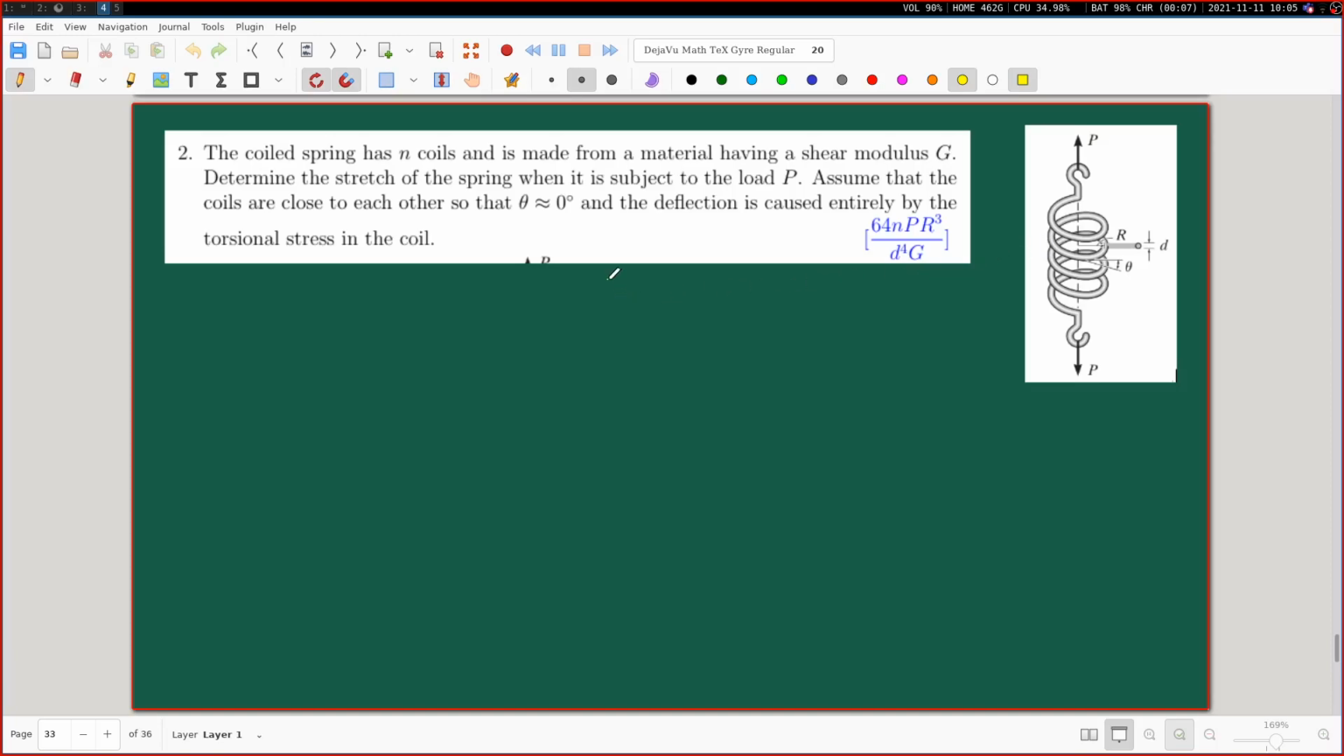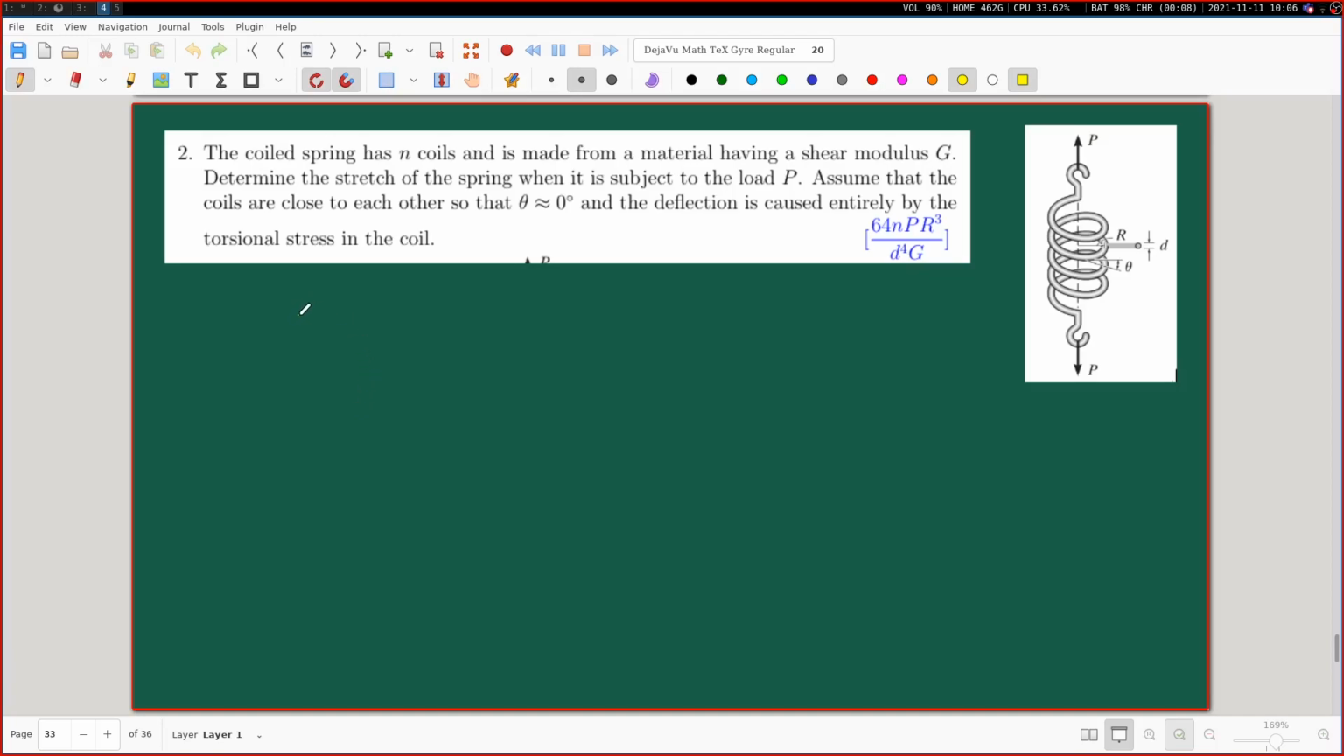So tell me how I should proceed here. We are supposed to find out the deflection, the stretch of this spring, how much it is stretching in this axial direction. Please suggest something. So it will be PR. Yes, torque will be PR.